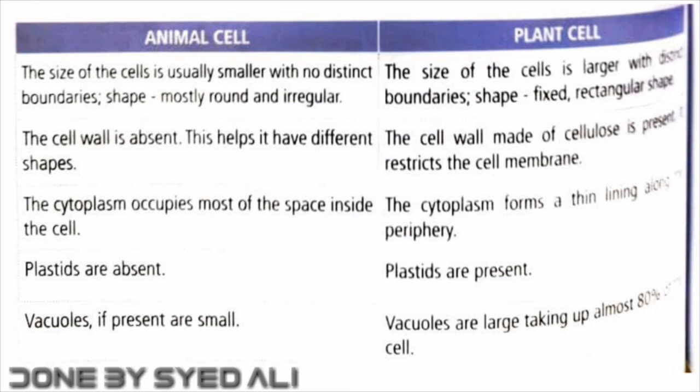Next, plant cell. The size of the cell is larger with distinct boundaries, shape fixed, rectangular shape. Second point, the cell wall made up of cellulose is present. It restricts the cell membrane. Third point, the cytoplasm forms a thin lining along the periphery. Fourth point, plastids are present. Fifth point, vacuoles are large, taking up almost 80% of the cell.